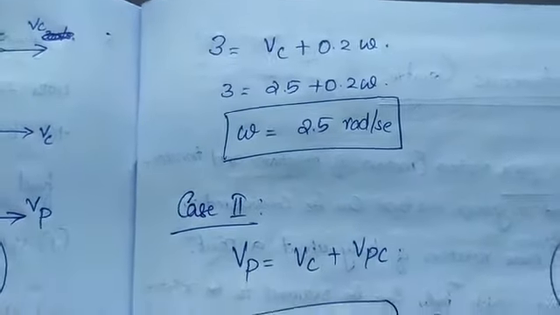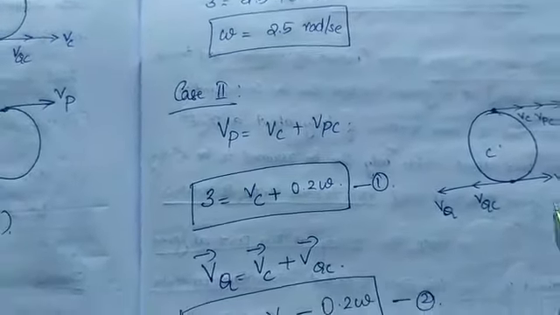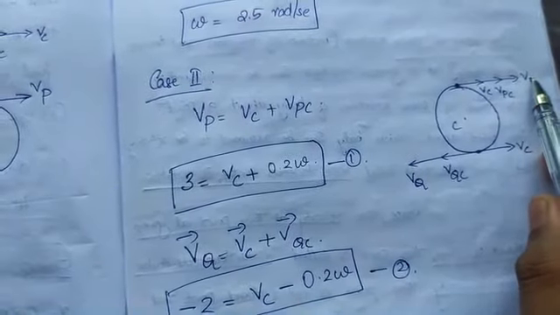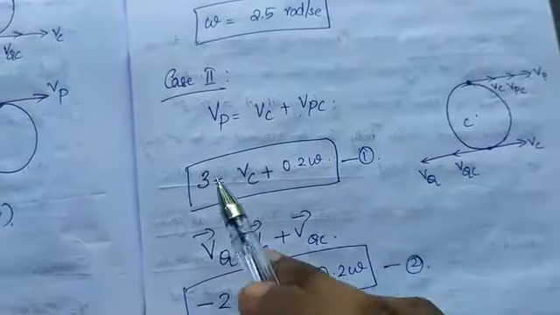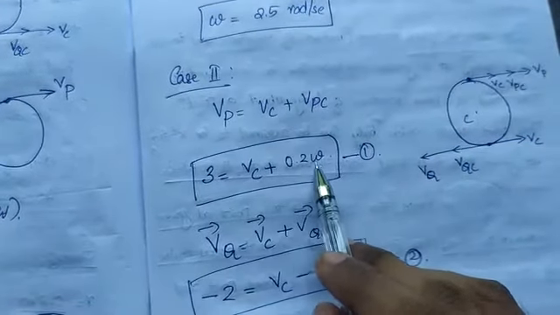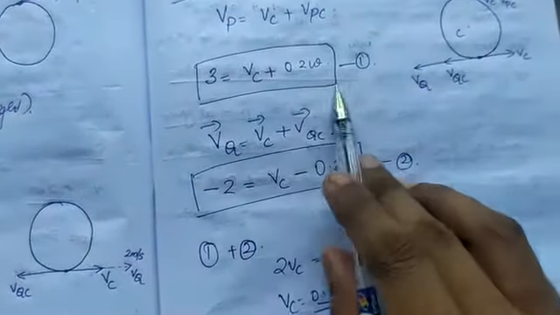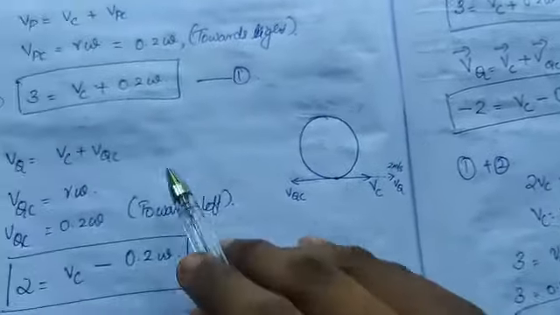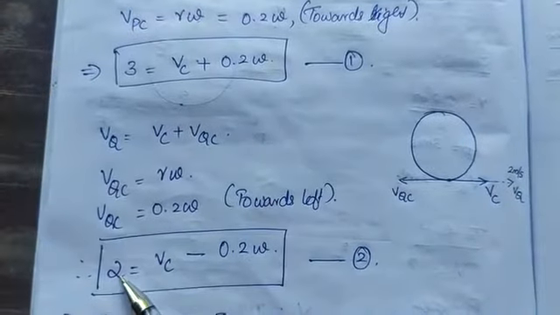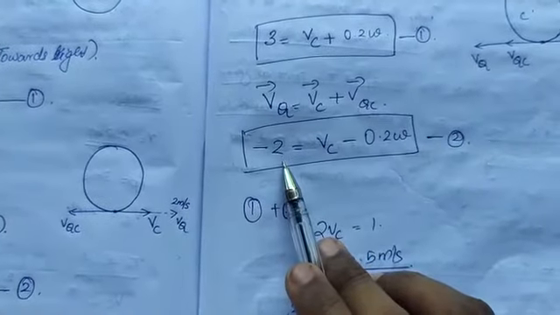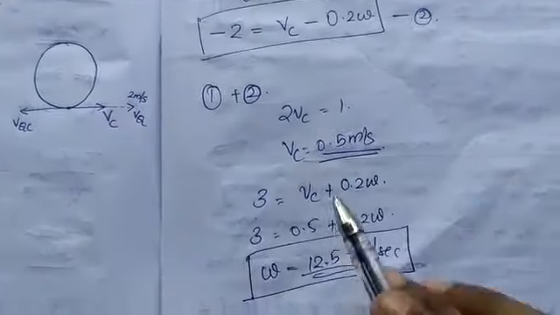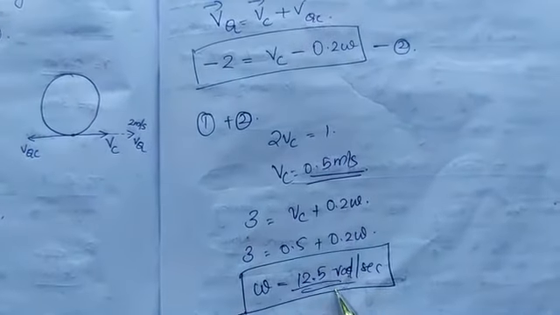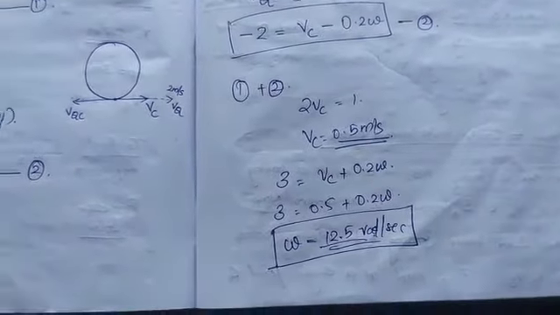Clear? Now in the second case, what happens here? Q is along this direction. Vp is along this direction. The same thing. 3 is equal to Vc plus 0.2 omega. Here, since the direction is reversed, it becomes minus 2 equal to Vc minus 0.2 omega. That's all. The same equation that we have applied, instead of 2, it becomes minus 2. Okay, since the direction is reversed. Then you follow the same method. You will get omega and Vc. Vc is 0.5 meter per second and omega is 12.5 radian per second.